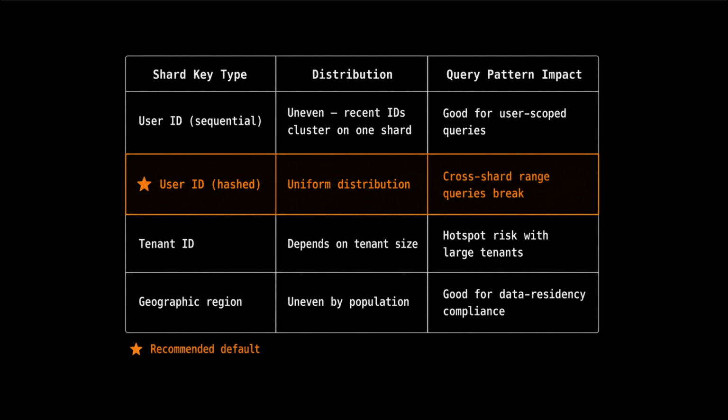Shard key selection is the decision that's the hardest to reverse and the most expensive to get wrong. A sequential integer like an auto-increment user ID sounds natural, but it means new writes always concentrate on the latest shard. Hashing the key gives you uniform distribution, but you lose the ability to do range queries efficiently because consecutive values are now scattered across shards. Tenant ID works well for B2B SaaS, where isolation per customer matters. Geographic sharding helps with data residency laws. The rule is the shard key should map to how your most common queries are scoped.